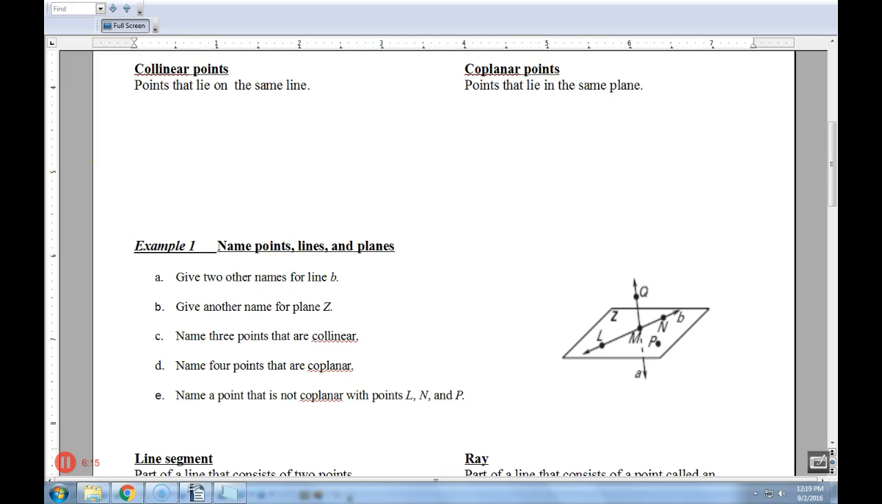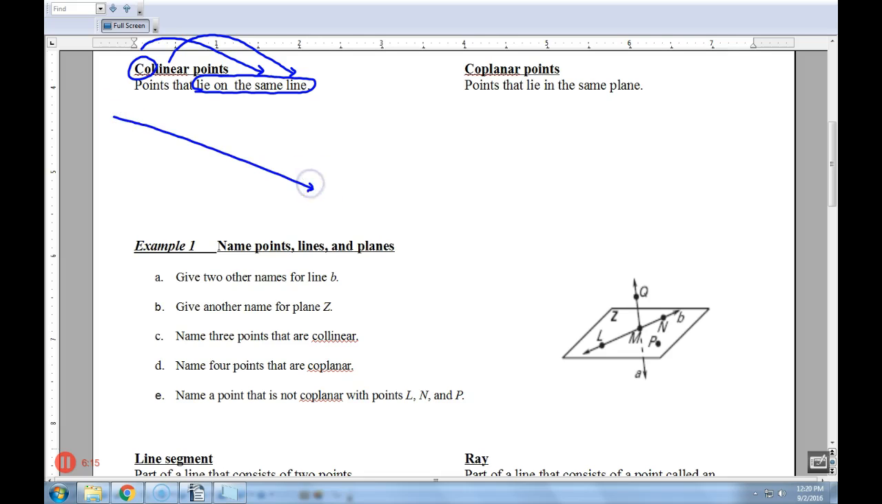Alright, so moving on down through the notes, collinear points. Collinear points are special points. They're points that lie on the same line. So you get this linear part means line, and this co part refers to the same. So collinear, same line. So I'm going to just draw an example of that.